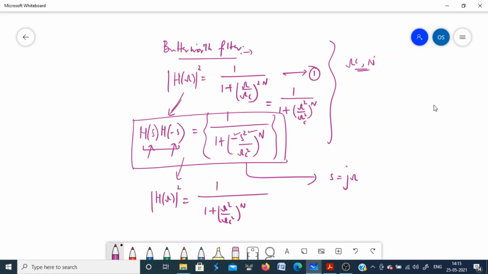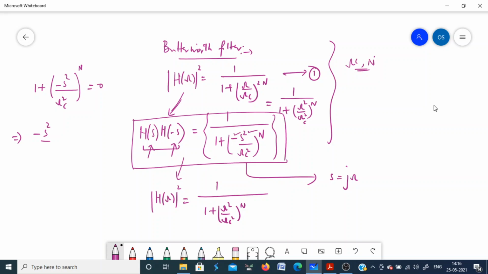Now it has only poles. You can see there are no zeros. If you want to find the poles of this filter, you can equate the denominator to 0. So you have to equate 1 plus minus s square upon omega c square to the power n to 0. Okay, that will give the poles of the filter.